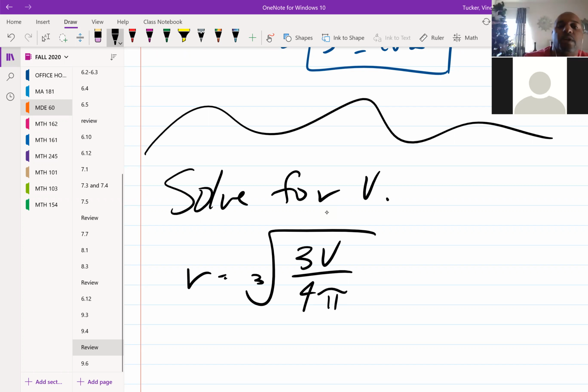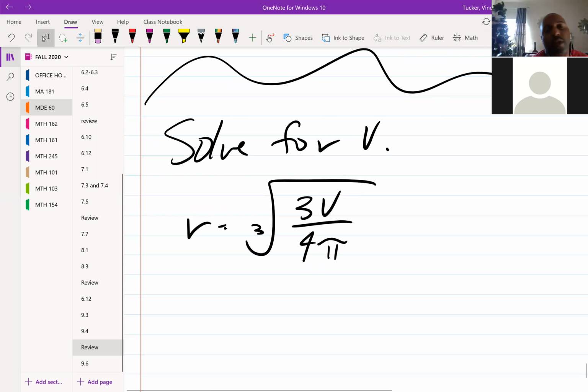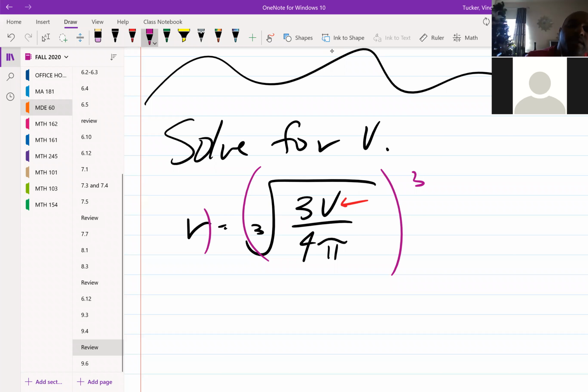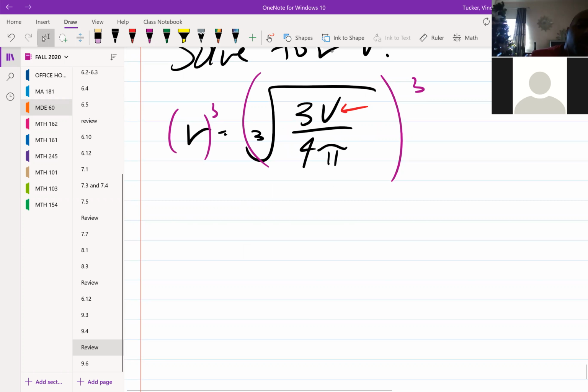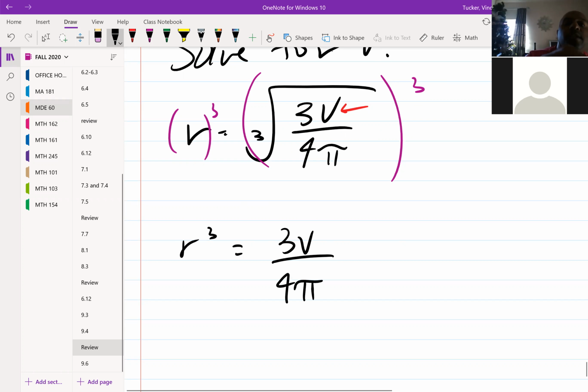All right, so we want to solve this for a specified variable, solve it for V. Notice V is right here, so we want to get that V from under the radical. In order for us to do that, we're going to raise each side to the power of 3. So we're cubing each side, so this R cubed equal to 3V over 4 pi, because the cube root and the cube will cancel.